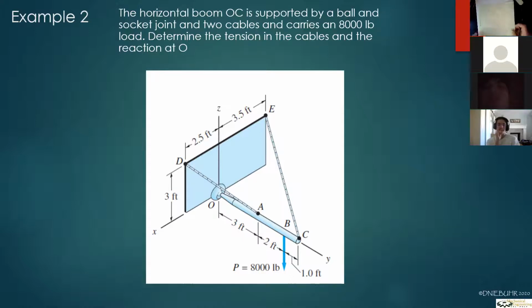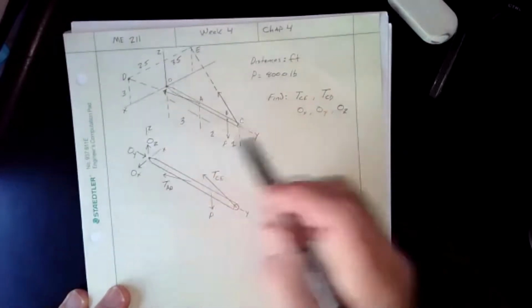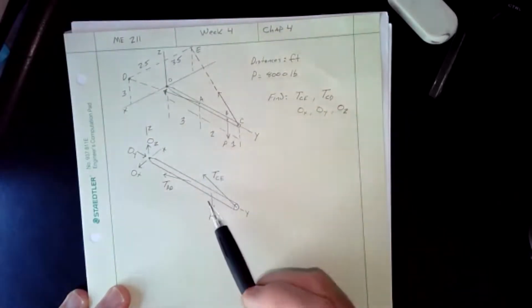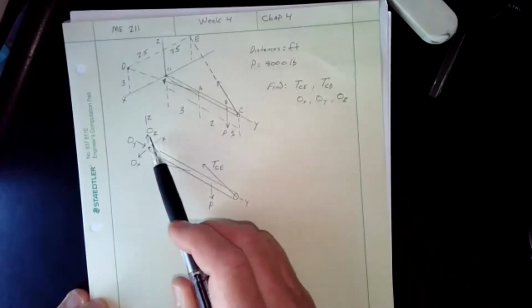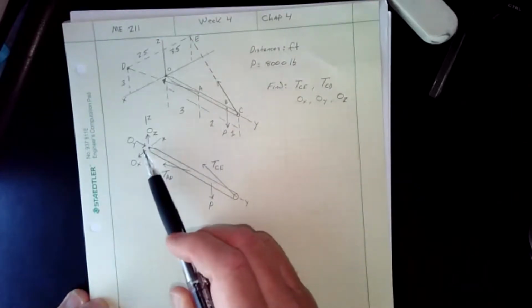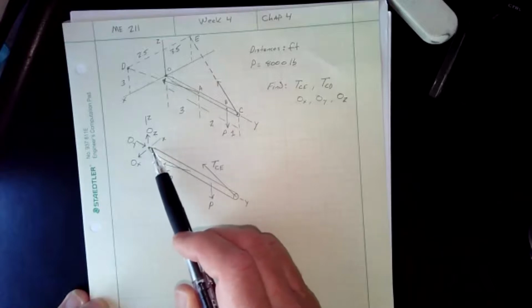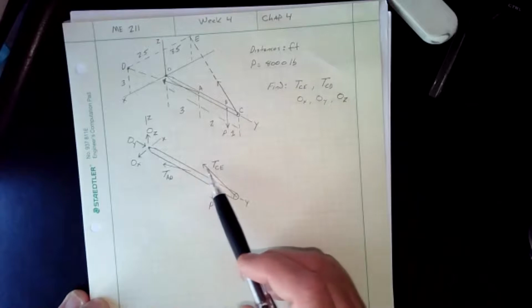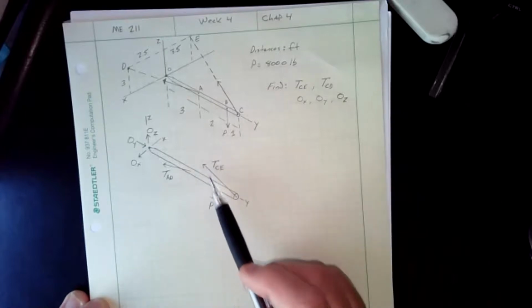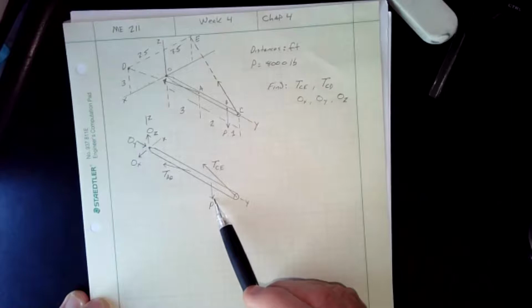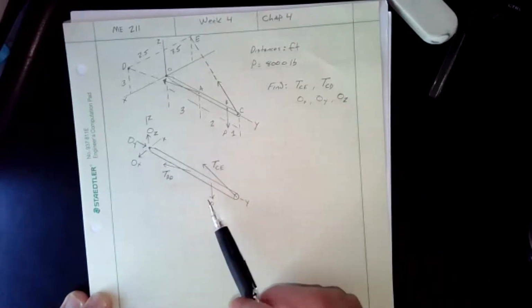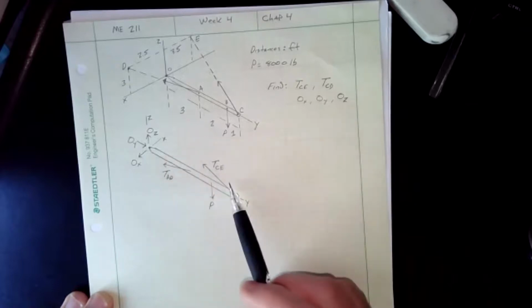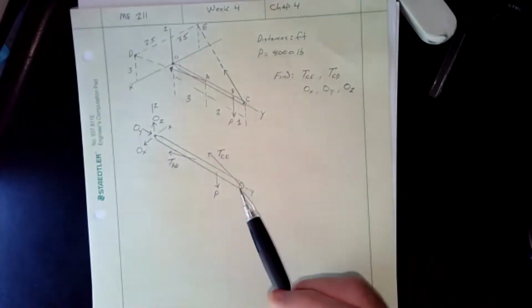Now, if we look at the free body diagram, here's my free body diagram for it. Here's the original drawing, and then here's my free body diagram. I have the forces OZ, OX, and OY. There's no moment because it's a ball and socket. I have tension AD and tension CE. These are both scalars. I have P, the load, 8,000, and that's it. So that's where I start. First I have my free body diagram. This is what I want. So then how do I solve it?